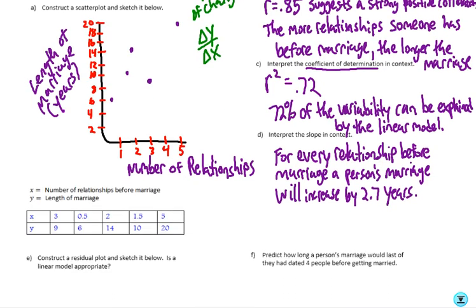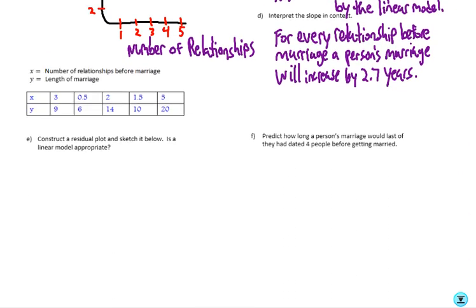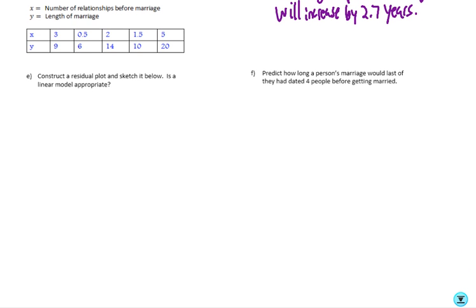So now the last part of this, I'm just going to scroll down here a little bit, and you can pause or rewind if you need to get some of that information from the top. Part E says we're going to construct a residual plot. What we want to do with the residual plot is compare actual and predicted. We gave a survey to these 5 people and asked them, how many people did you date? How long did your marriage last? And then we created this model that made a prediction. So we want to compare how our model holds up with what actually happened.